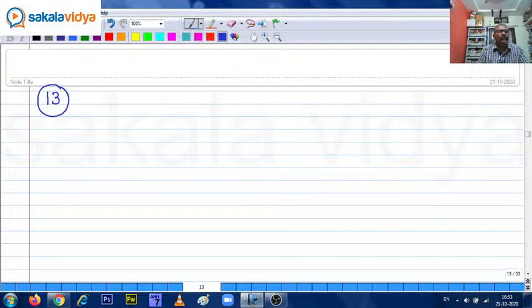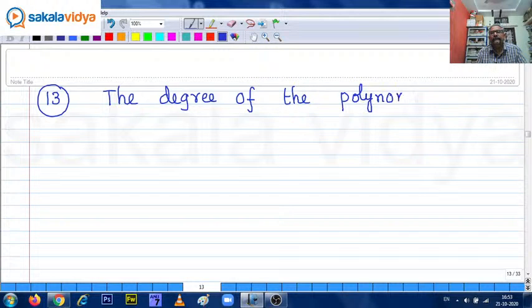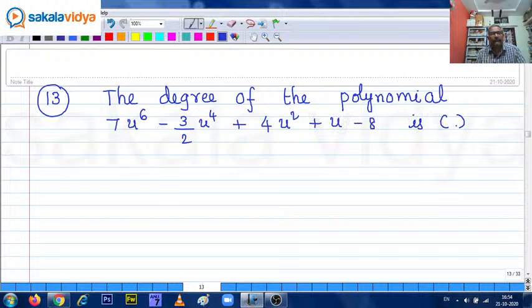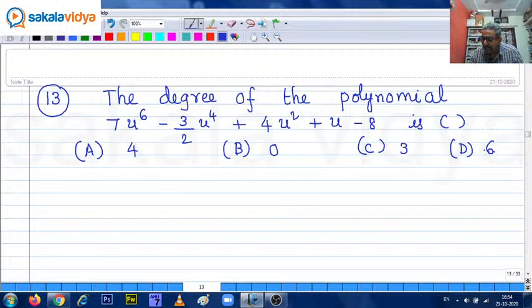13th question. The degree of the polynomial 7 u to the power of 6 minus 3 by 2 u to the power of 4 plus 4u square plus u minus 8 is: option A 4, option B 0, option C 3, option D 6. What is the answer? The degree of the polynomial. Anybody?